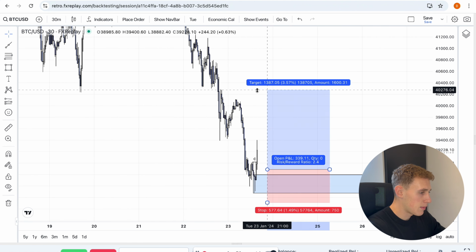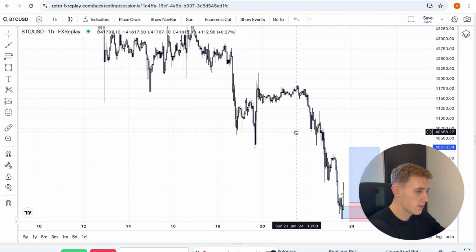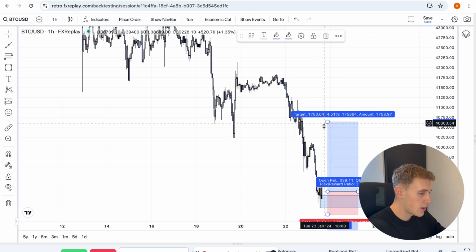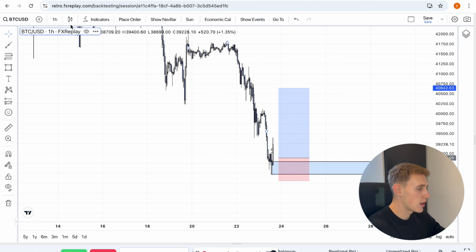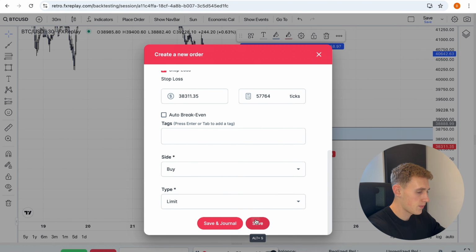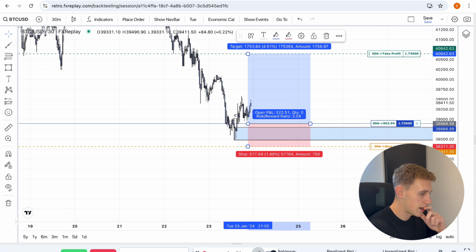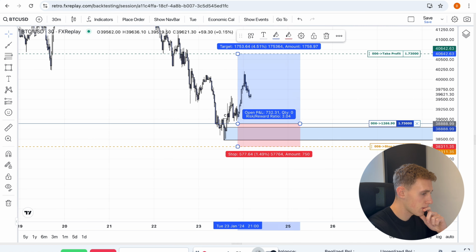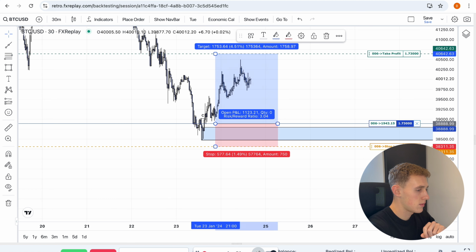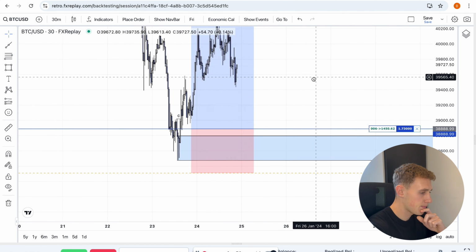And for this, I'm going to be targeting, to be honest, there's not really a clear target, so I'm just going to go for a 1 to 3. Let's see if price tags us in. There we go. So we are now tagged in. Could see a re-entry here.